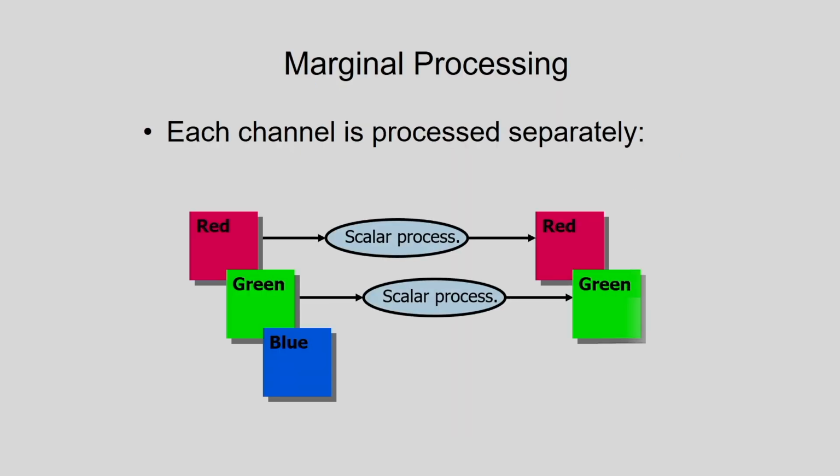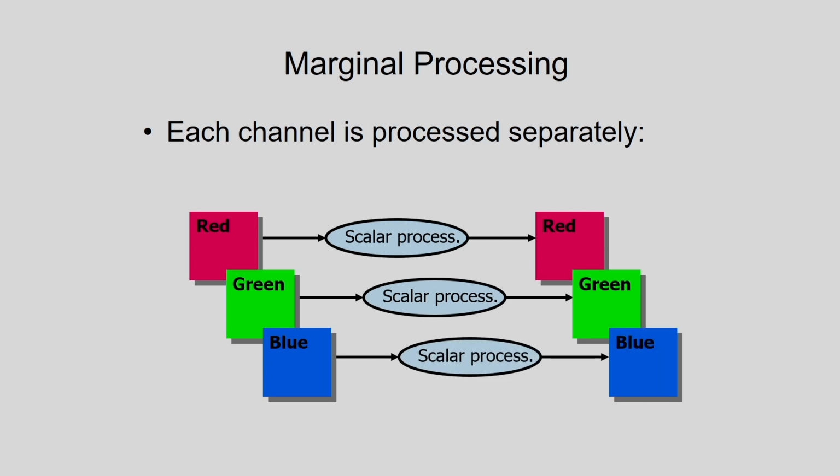In this figure I have shown the concept of the marginal processing. My channels are the red channel, green channel and the blue channel. Red is processed separately, green is processed separately and the blue is processed separately. So, that is called the marginal processing.